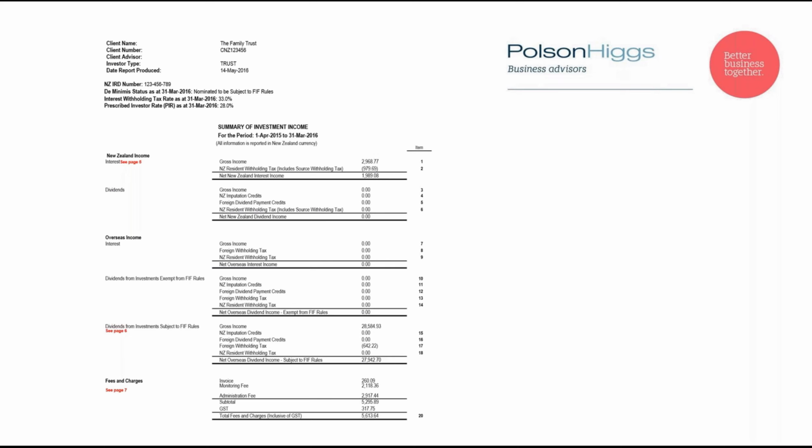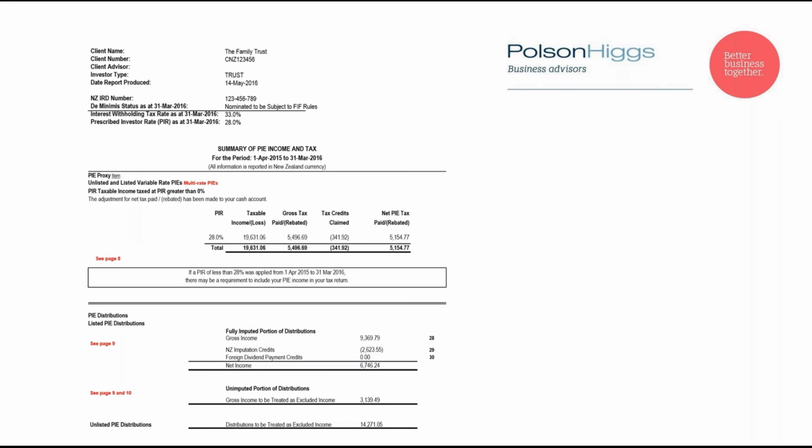We have to look further into our report. This report has some PI income, and this is my PI income summary. As we talked about before, we're using a 28% rate, so it's excluded income. You can test that by taking that $19,631, times that by 28%, and you'll get the $5,496. That's about as far as you need to go when we're using a rate other than 0%.